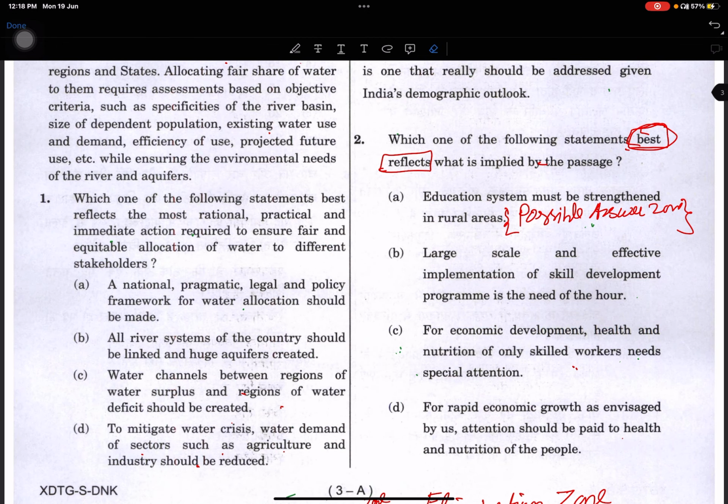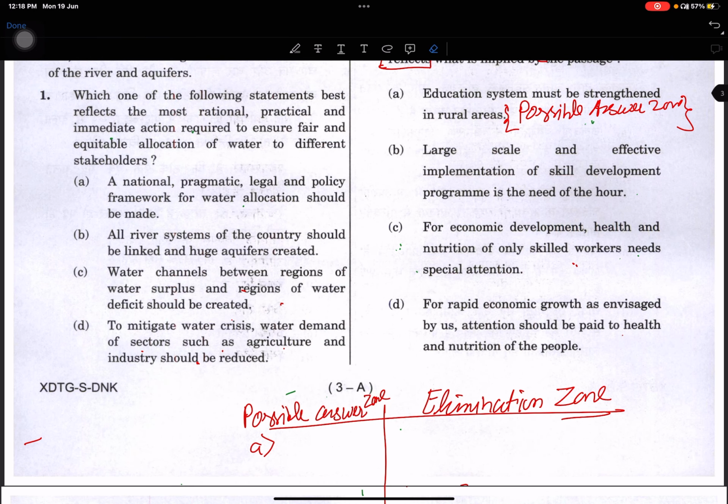तो हम सेकंड ऑप्शन में आएंगे. Large scale and effective implementation of a skill development program is the need of the hour. Anyone who is reading the newspaper or has a basic idea of GS knowledge or the government's actions knows our Prime Minister is always talking about skill development, and we also have a separate department formed in, I think, 2015 itself. So this is already happening in India. So this could be our answer. So I will keep this also in the possible answer zone.